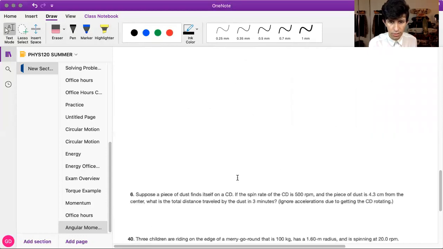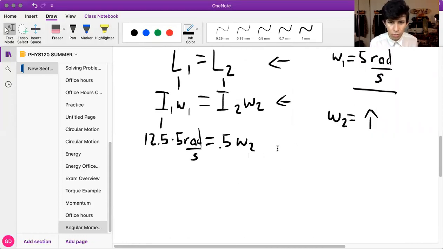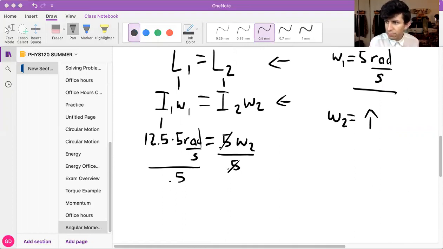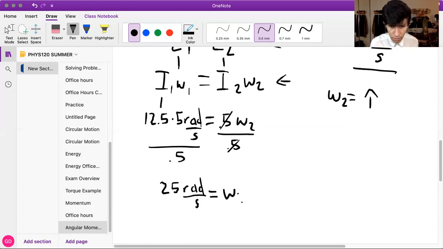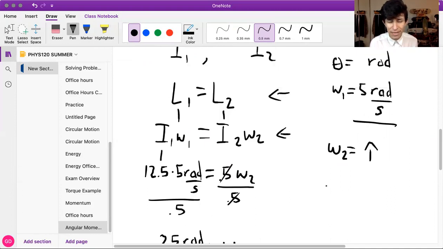Okay, get all that away from here. We're almost done with this. So all we have to do is just divide 0.5, 0.5 cancels. So then 12.5 divided by 0.5 will give us, and we get, it's a pretty big number, 25 rad per second, omega 2. So it's 5 times faster.